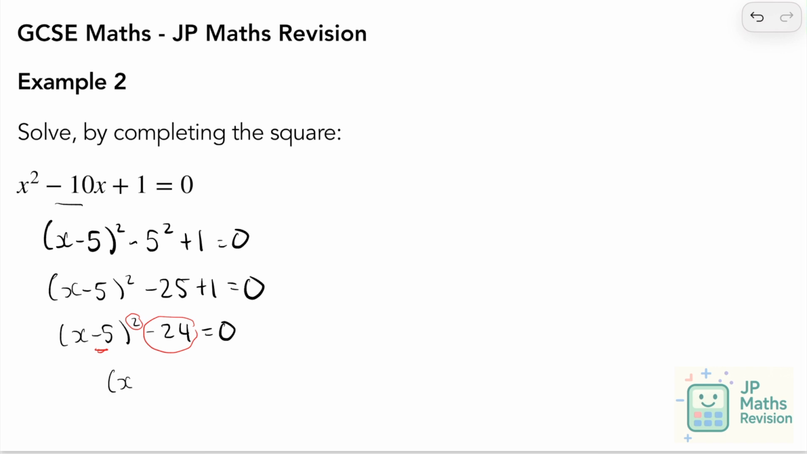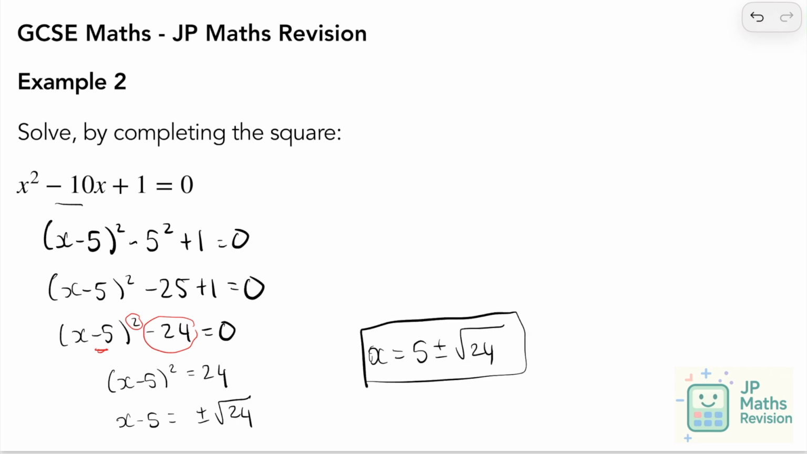So we're going to have (x - 5)² = 24. And then the opposite of squaring is square rooting. So we have x - 5 = ± √24. Now 24 isn't a perfect square, so we can just leave it like that, the square root of 24. And then if we add 5 to both sides, we end up with x = 5 ± √24. So that is our answer, and we can just leave it like that. So yeah.